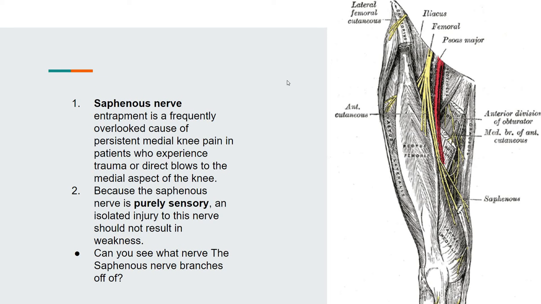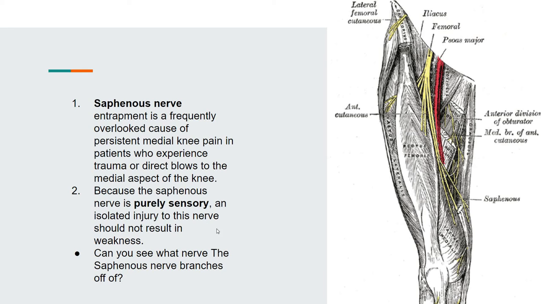Now the saphenous nerve, notice this right here, saphenous nerve. Saphenous nerve entrapment is frequently overlooked as a cause of persistent medial knee pain in patients who experience trauma or direct blows to the medial aspect of the knee. Because the saphenous nerve is purely sensory, an isolated injury to this nerve should not result in weakness.